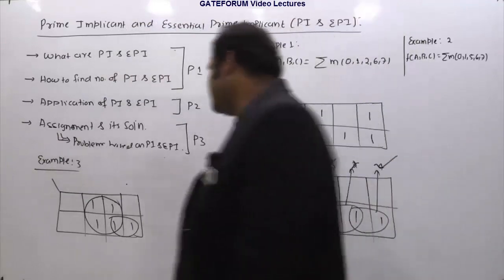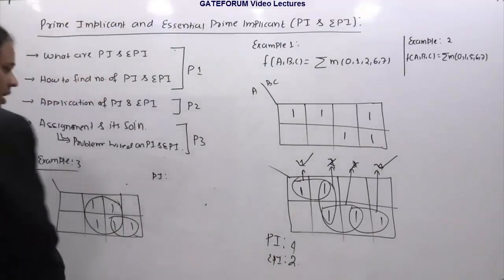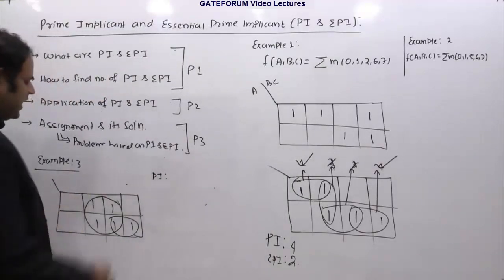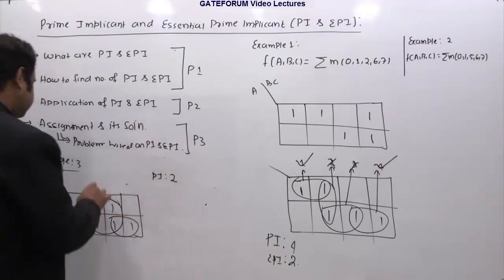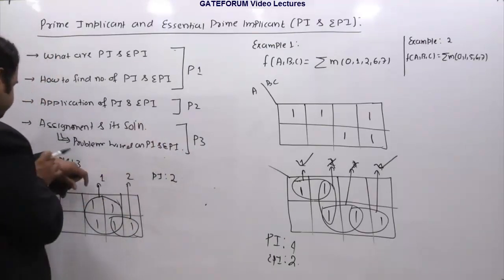So how many PI are there in this case? Obviously the number of PI is equal to how much? How many groups have I made? I have made 2 groups. So there are 2 PI. This is group 1 and this is group 2. So we have 2 PIs.